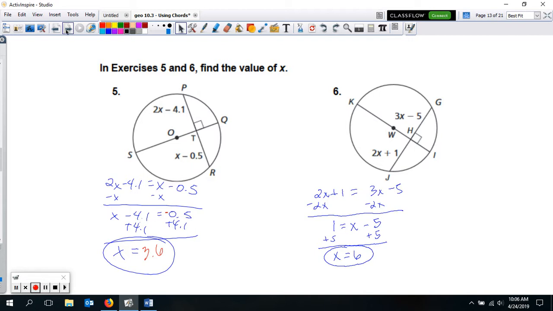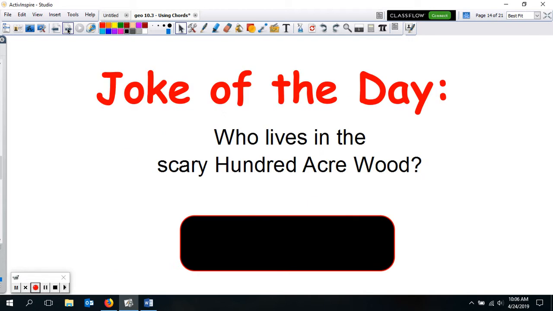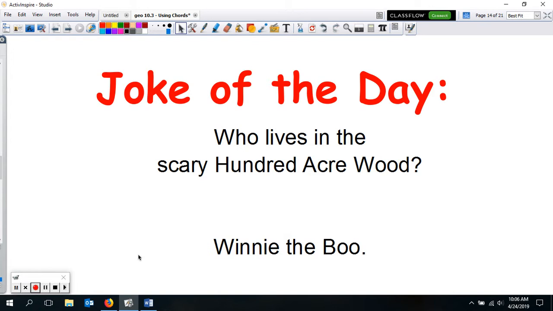I think we're going to do a little joke of the day. So our question here is, who lives in the scary 100-acre wood? Well, that would of course be Winnie the Pooh. So there you go, Winnie the Pooh.